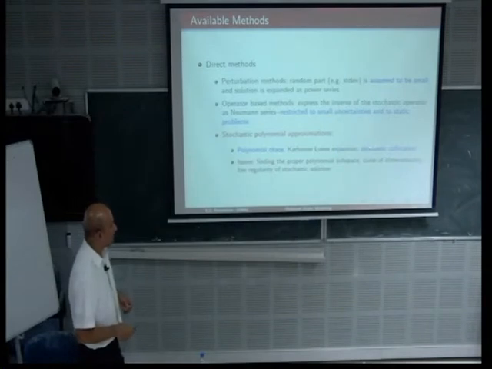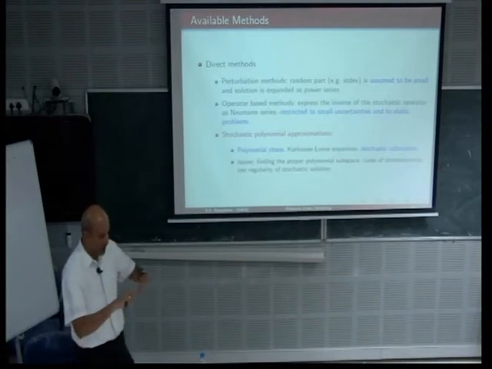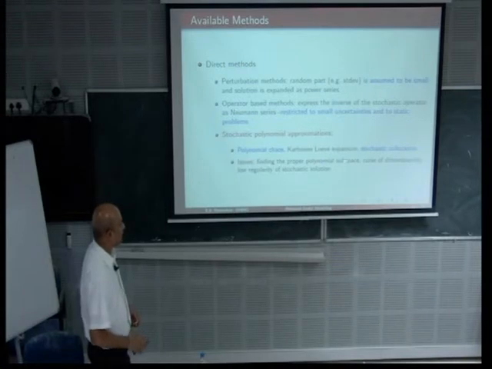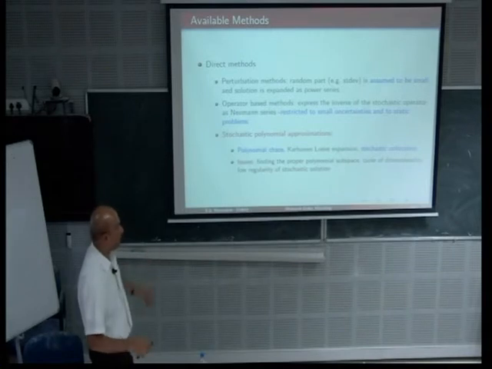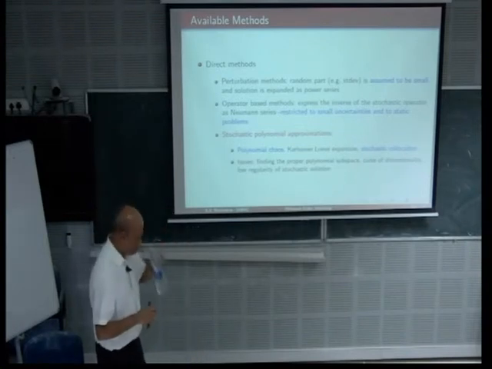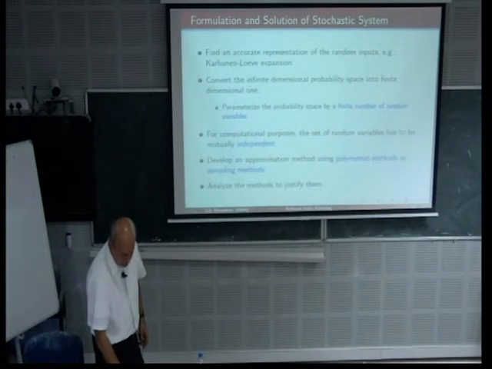Stochastic collocation. This is taking a lot of attention these days. That reduces the computational cost quite a bit. You sort of collocate on the random space. And the issues here are finding proper polynomial subspace. Curse of dimensionality is an issue if you have many random variables, and low regularity of stochastic solution can be an issue too. Typically in stochastic PDEs, you don't have enough regularity, so analyzing this is a problem.